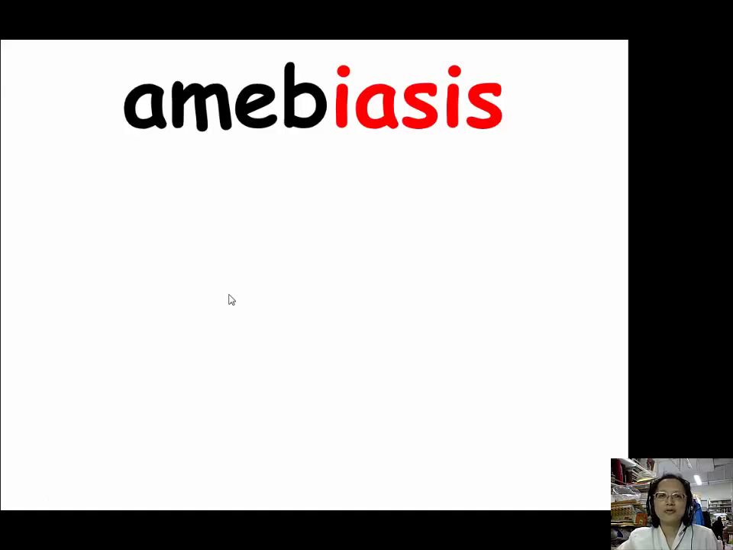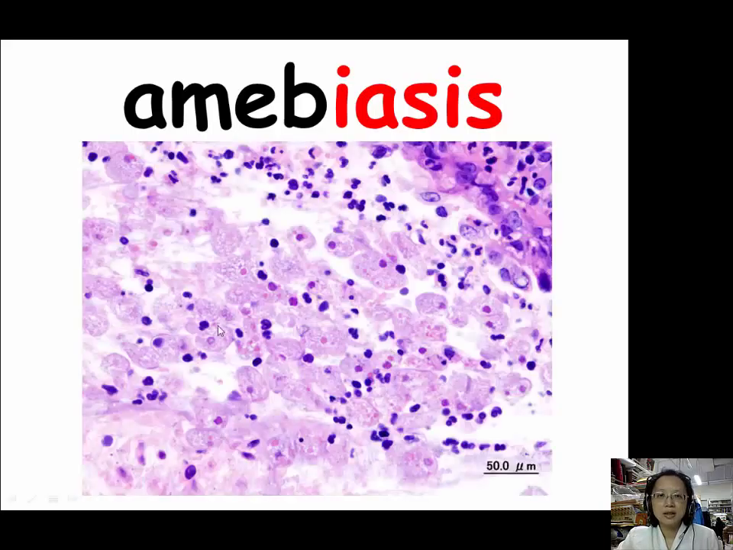And our example for IASIS is amoebiasis. This figure is a colon biopsy from a case of amoebic dysentery. And all these blue dots are amoeba, one type of protozoa. And this condition is called amoebiasis. Amoebiasis, sometimes also known as entamoebiasis, is an infection caused by any of the amoebas of the Entamoeba group.